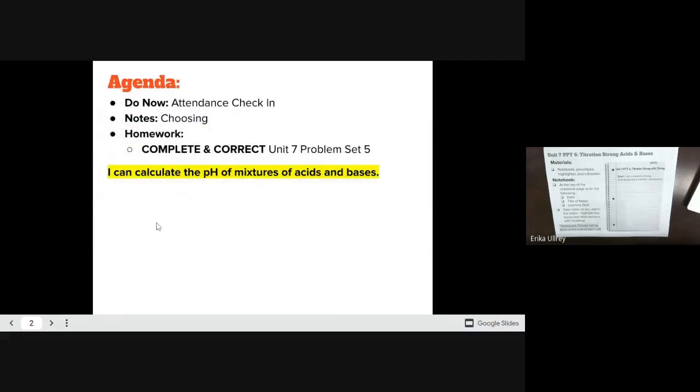So we will talk about questions that you have in a little bit from our previous problem set. Okay, our agenda, sorry, that should say 6, not 5. So problem set 6 was your homework from yesterday from doing our lecture about titration. I'm just going to leave that.